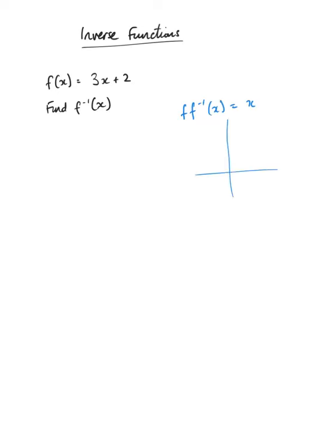And if I had a graph, so let's say that this was a graph of my f(x). If I had the line y equals x, f minus 1 of x, the inverse of x, is going to be a reflection in the line y equals x.